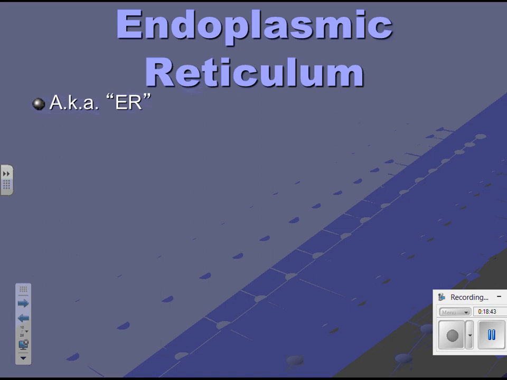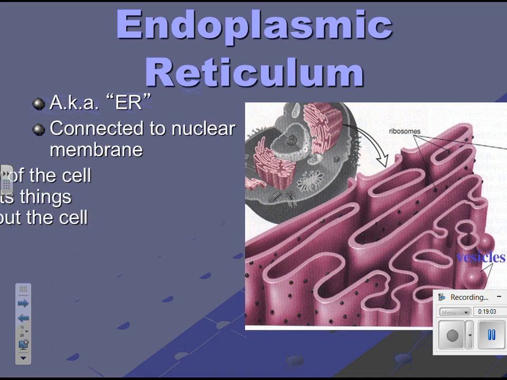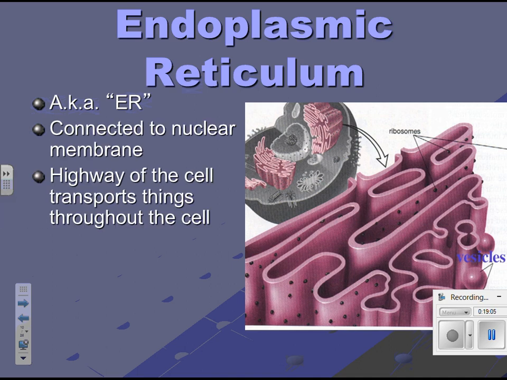The endoplasmic reticulum, if we were looking at our cell to be like a city, would be our roads and our highways. And what are our roads and highways for? Traveling, for transporting things. Good. That's what your endoplasmic reticulum is for in your cell. It is for transporting things throughout the cell. It's the highway of the cell.